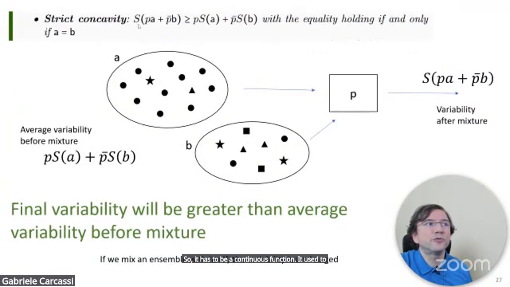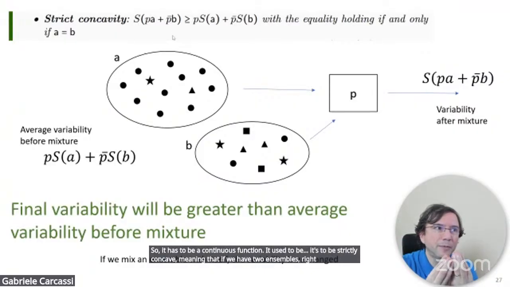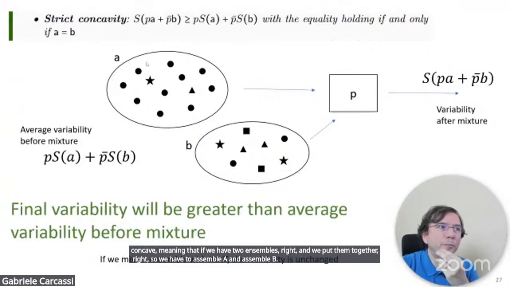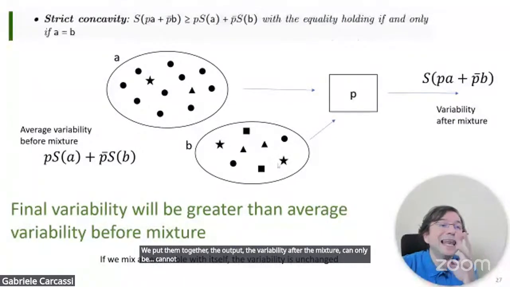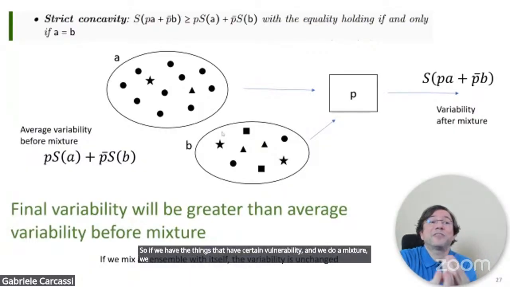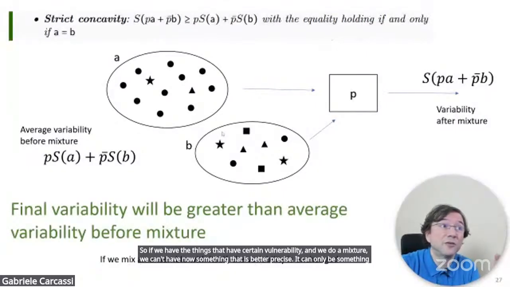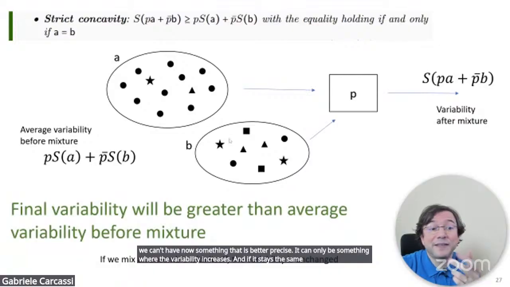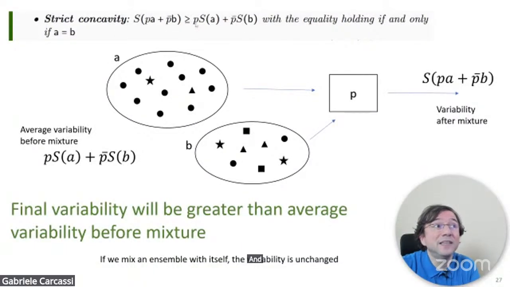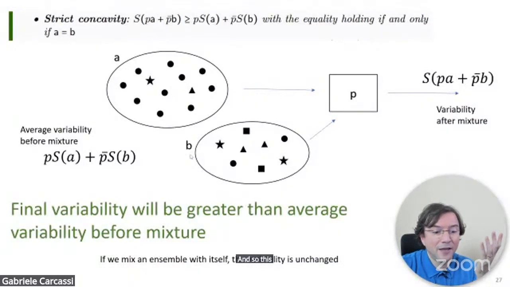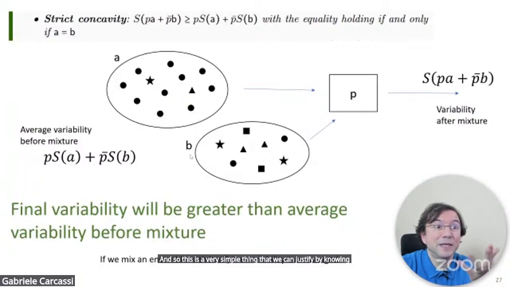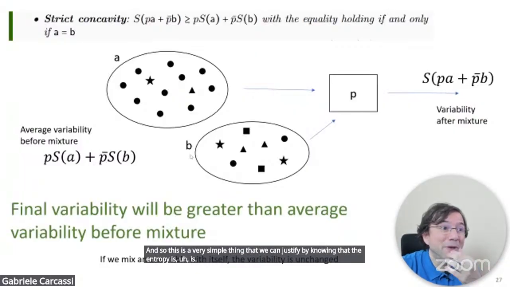It needs to be strictly concave, meaning that if we have two ensembles, ensemble A and ensemble B, and we put them together, the variability after the mixture cannot be less than the average variability of what we put in. So if we have things that have a certain variability and we do a mixture, we can't now have something that is more precise. It can only be something where the variability increases. And if it stays the same, then it means that we're actually mixing the same thing. And this is what justifies the strict concavity. With strict concavity, the average entropy increases through mixture, and the equality holds only if the two elements are the same. And so this is a very simple thing that we can justify by knowing that the entropy is describing the variability of the ensemble.